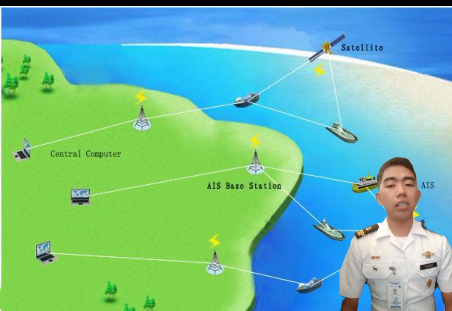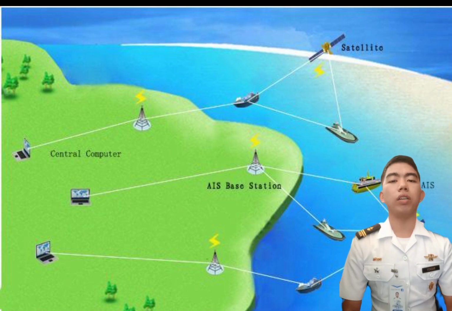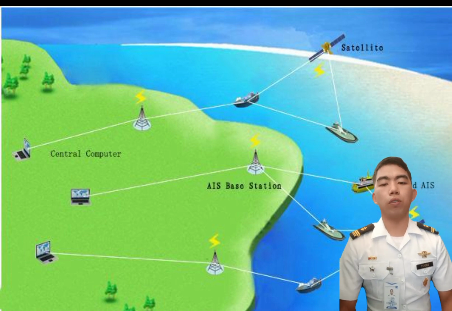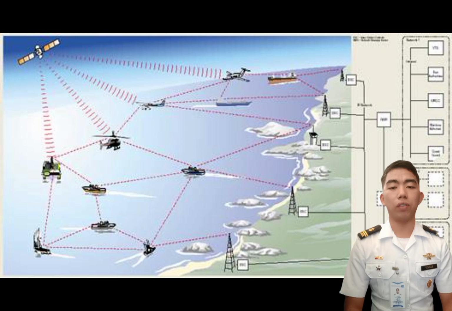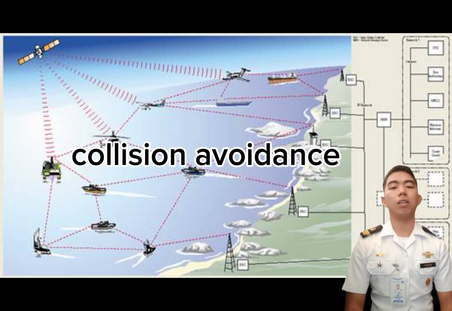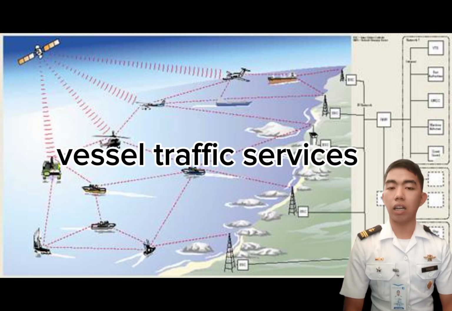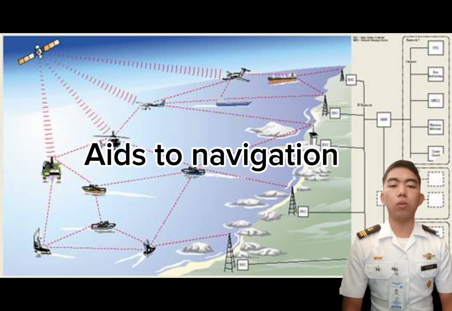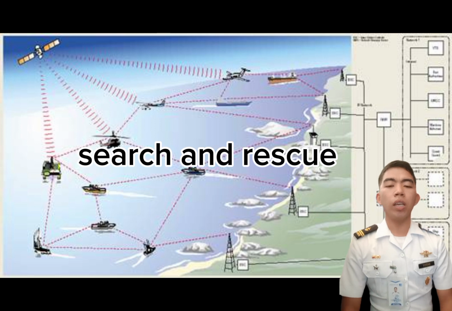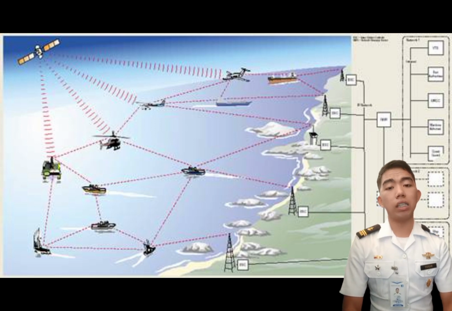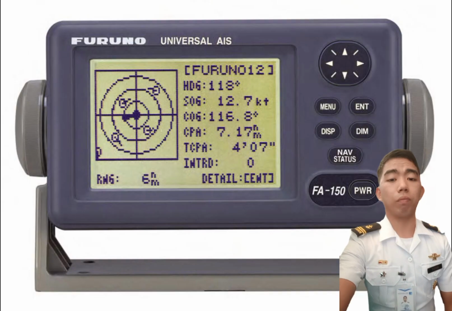AIS information supplements marine radar, which continues to be the primary method of collision avoidance for water transportation. For the application of AIS, we have, first, collision avoidance. Next is vessel traffic services, aids to navigation, and last, search and rescue. AIS plays a crucial role in enhancing maritime safety, navigation, and communication on the vessel.